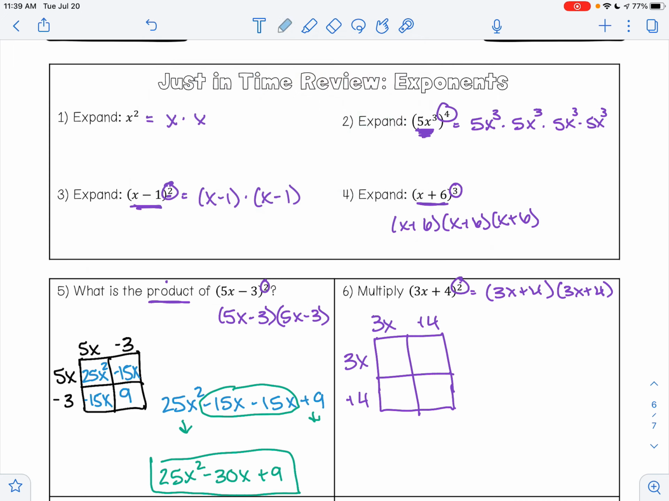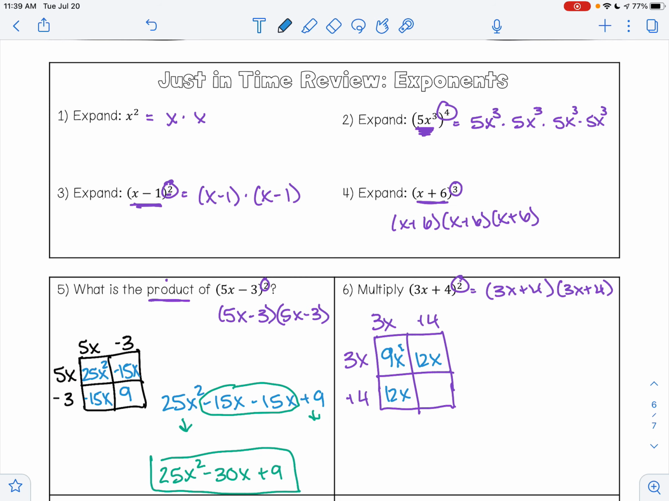3x times 3x is 9x squared. 3x times 4 is 12x. 4 times 3x is 12x. And 4 times 4 is 16. So inside my area model, I have 9x squared plus 12x plus 12x plus 16. My final step is going to be to write my answer in standard form and combine like terms.